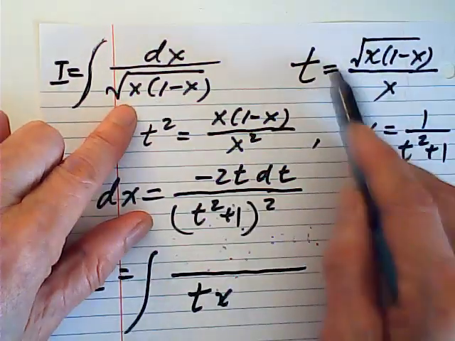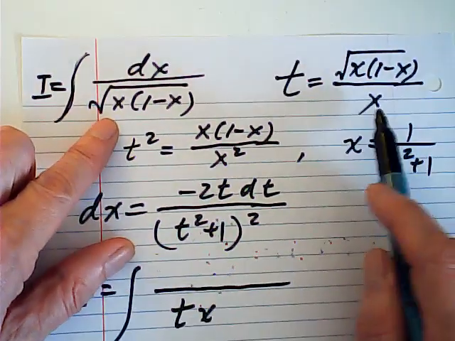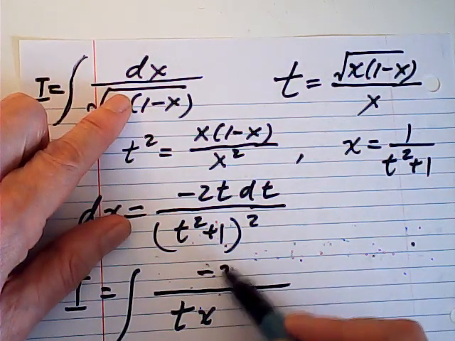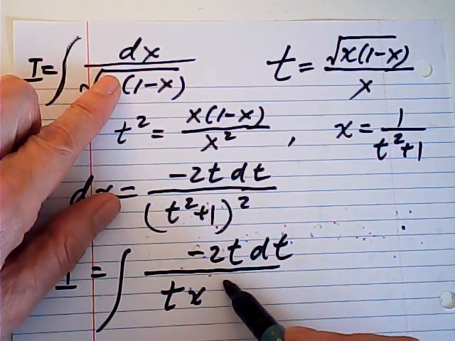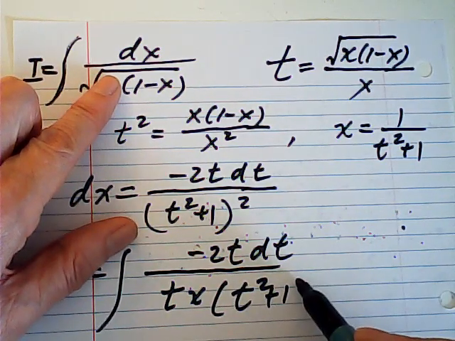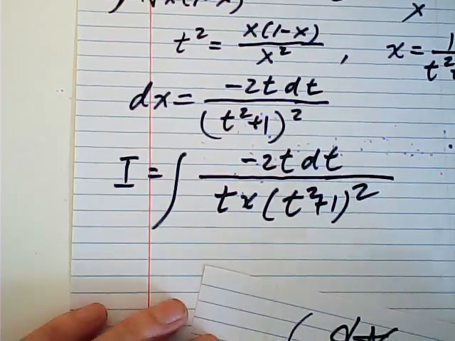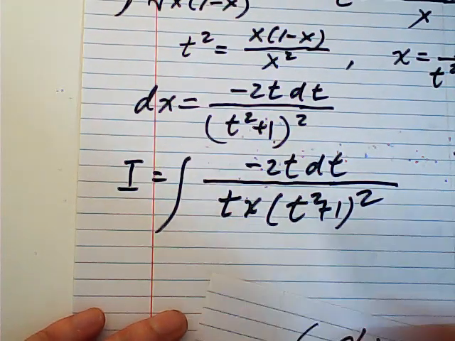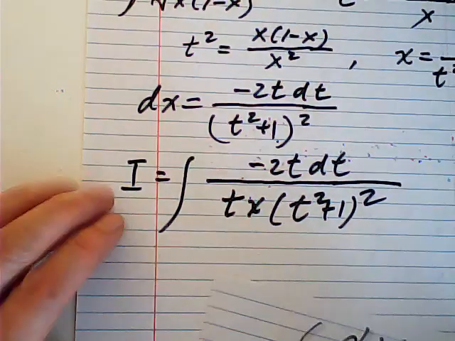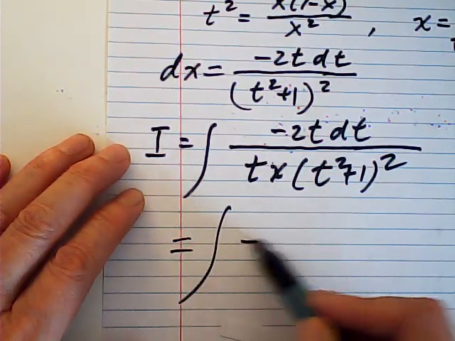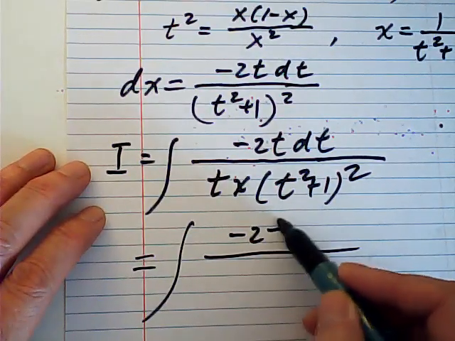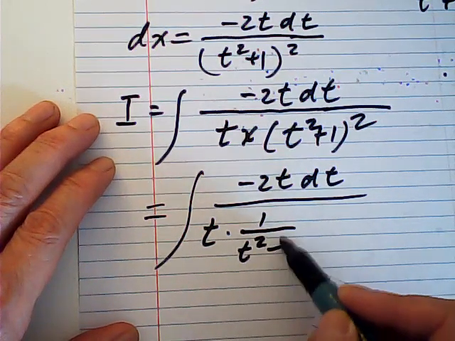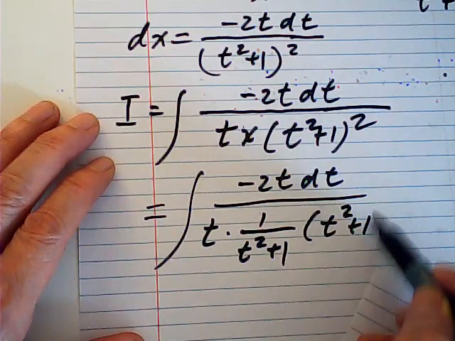This is my denominator. My denominator is tx. My numerator is dx, which becomes 2t dt over (t squared plus 1) squared. Well, this is not good enough because I still have x. I must get rid of this x, right? So replace x by this: minus 2t dt over t times 1 over t squared plus 1 times (t squared plus 1) squared.